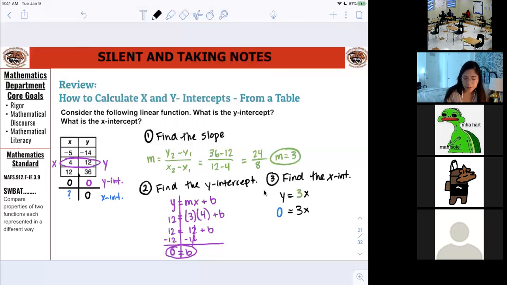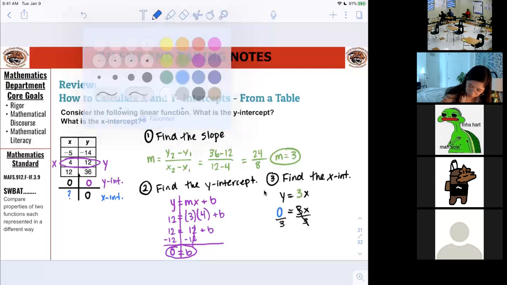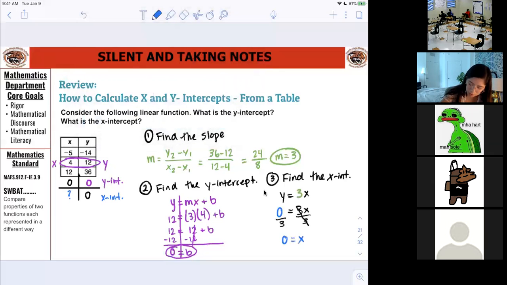Okay, this is a little weird, but let's see what happens. If I'm trying to get x by itself, what should I do to both sides? Divide by 3, because I'm trying to get x alone, right? So I would need to divide this by 3, but then what's 0 divided by 3? 0. It's also 0. So as it turns out, my x-intercept is also 0.